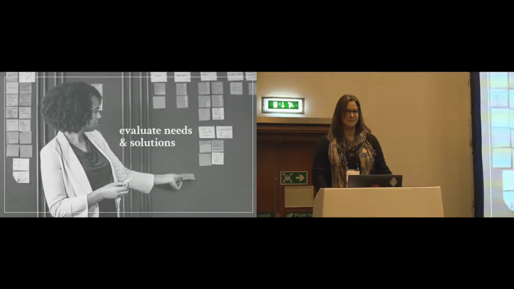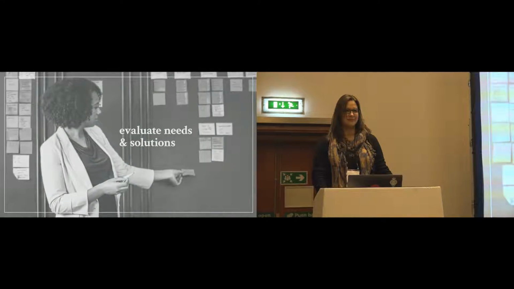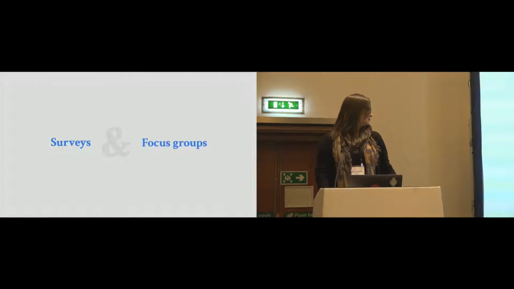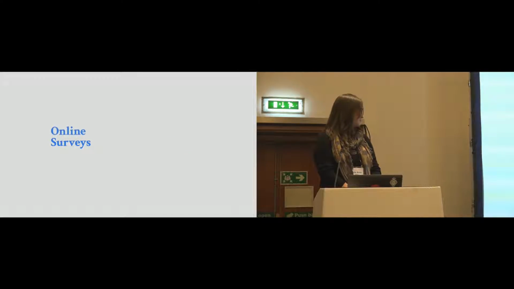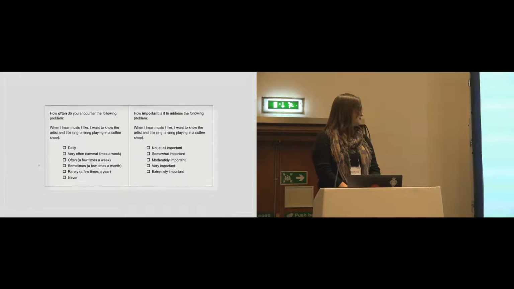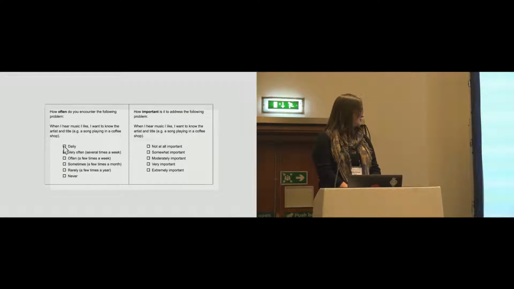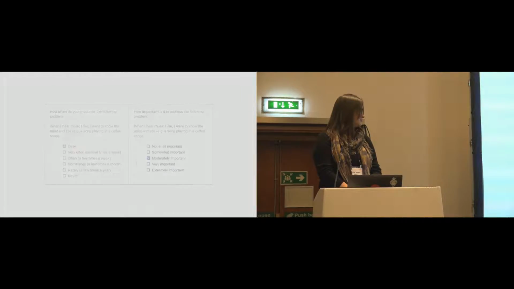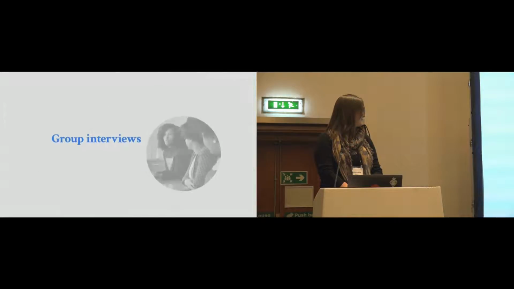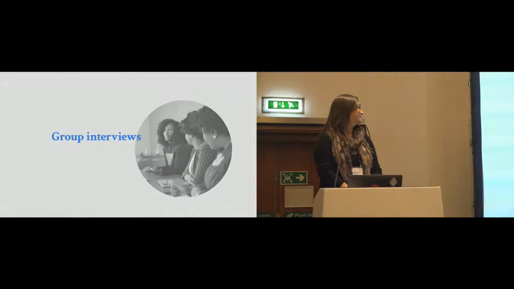Next, we evaluate these needs and the appropriateness of the proposed solutions. The Triptech method has two parts: surveys and focus groups. First, we use online surveys to assess the frequency and importance of user needs. Respondents are shown a problem or need and asked to rate how often they experience that issue and how important it is to resolve. Next, we create storyboards illustrating each concept and evaluate them in group interviews with prospective users.